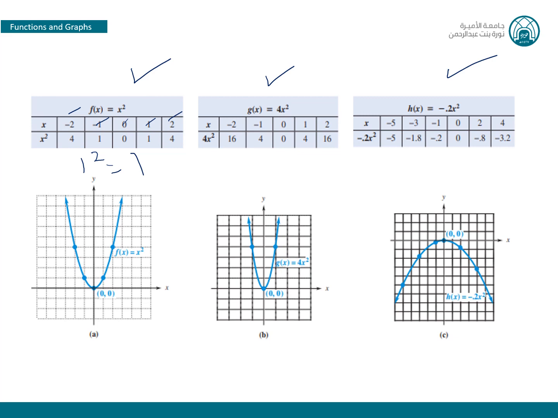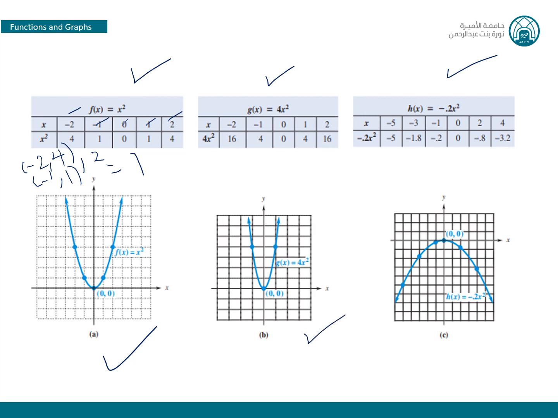Then after that, we have different pairs here. The first pair is minus 2, 4. The second pair, minus 1, 1. Then 0, 0, then 1, 1, and 2, 4. After that, we put those pairs on that graph and connect all these points together to get this graph.